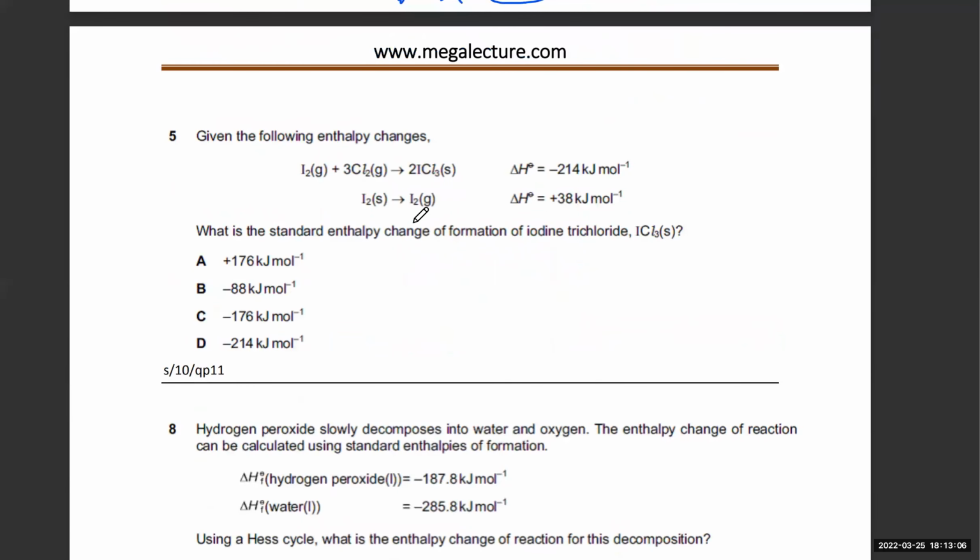He's saying, what is the standard enthalpy change of formation of ICl3 solid? So what is enthalpy change of formation of ICl3 solid? I'm going to make the equation. The substance forming from its elements. What are the elements? It's iodine plus Cl2. And Cl2 is going to be gas. Iodine is going to be a solid, and it has to be balanced. Enthalpy change of formation is for 1 mole. So this should be half I2, and this should be 3/2 Cl2.